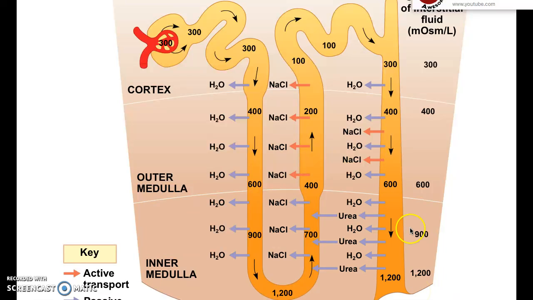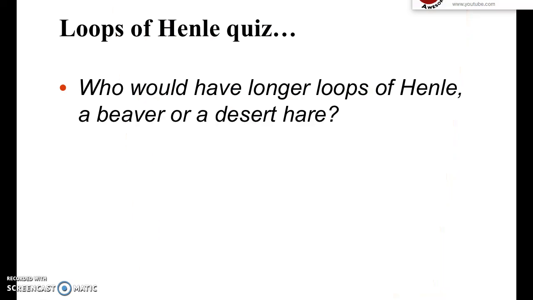Urea under no circumstance is kept by the body. The body has no use for it. It is a byproduct of the breaking down of proteins and nucleic acids, so it needs to be flushed out. It can actually end up being toxic.